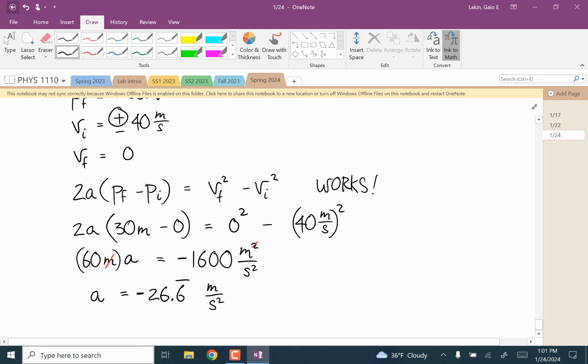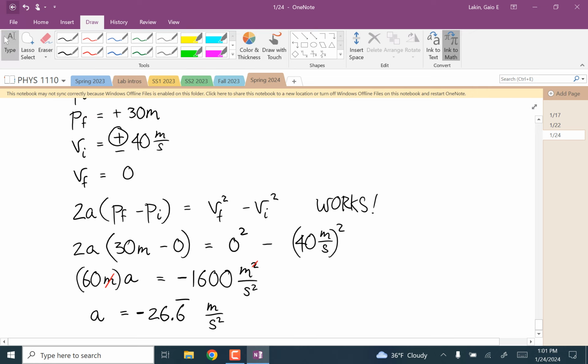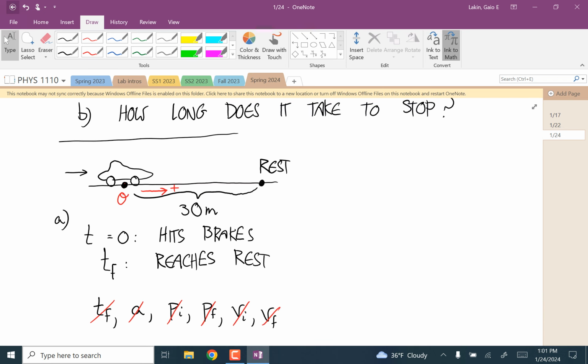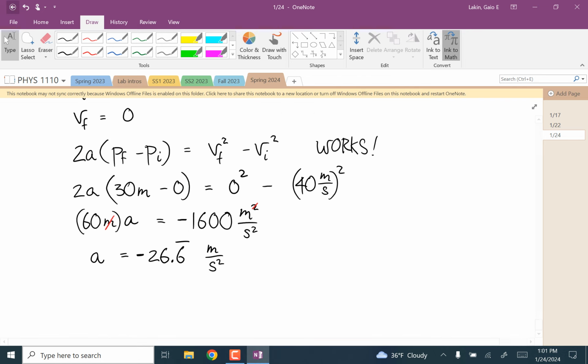If I hadn't noticed that I made that math mistake, how could I pick that up? Well, if you think physically about what's happening, you can usually catch stuff like that. We know that this car is moving in the positive direction. We know that it's slowing down. And so that means that the acceleration has to be the opposite sign of the velocity. So we expect that acceleration to be negative. Okay? Anybody have any questions about that?